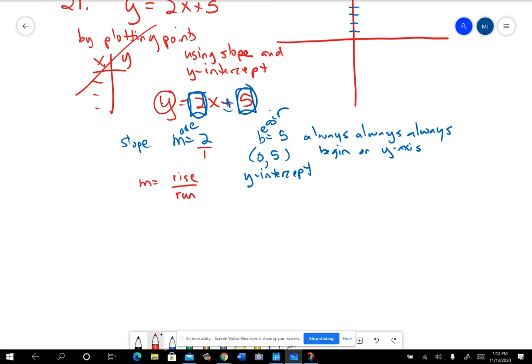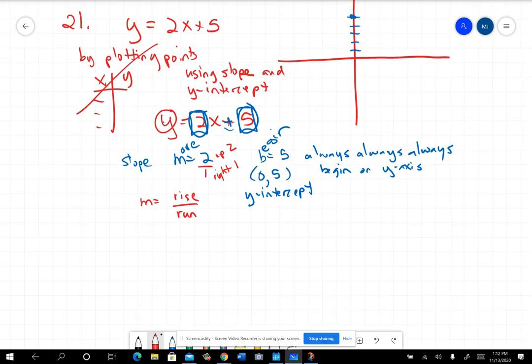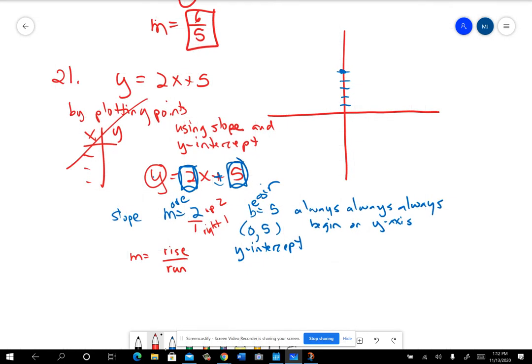So the 2 means go up 2 because it's the rise and it's positive. The 1 is the run, so you're going to go to the right 1. So what you're going to do is from that point, you're going to go up 2 more. Okay, you're going to go up 2 more units and to the right 1, and then have a point.